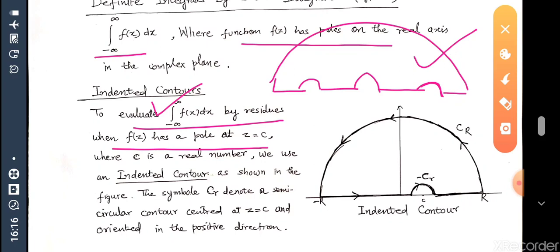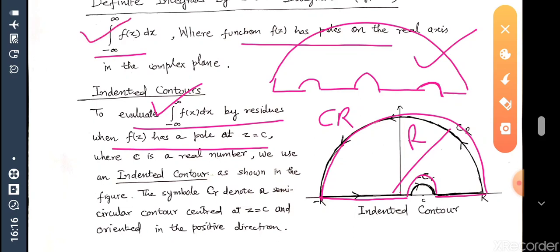This indented contour consists of a circle C_R whose center is the origin and radius is capital R, then the straight line from minus R to minus R plus c, then a small circle c_r, then c plus r to capital R. So when we solve this type of integration, first we make an indented contour, then we apply the Cauchy residue theorem.